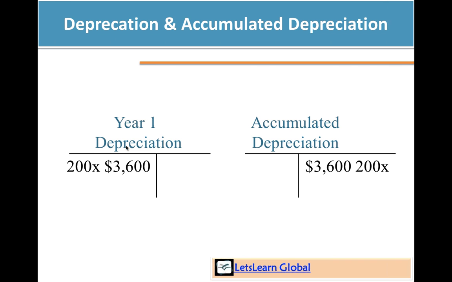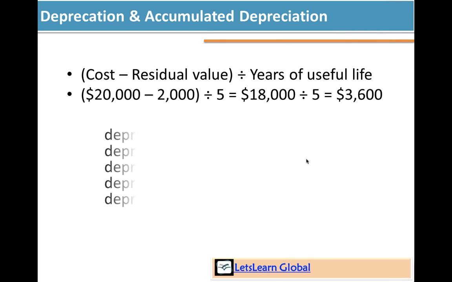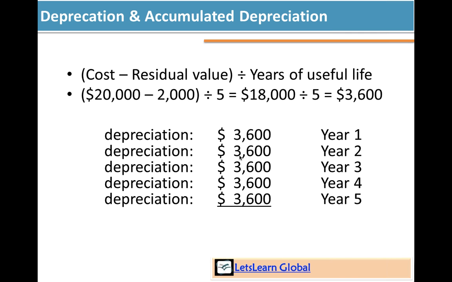So depreciation is an expense. So always you will have a debit side. Accumulated depreciation is a charge against your asset that has to be credited. So it will have a credit balance like a provision, you can say. So this 3,600 will be charged like this, depreciation from first year to last year.